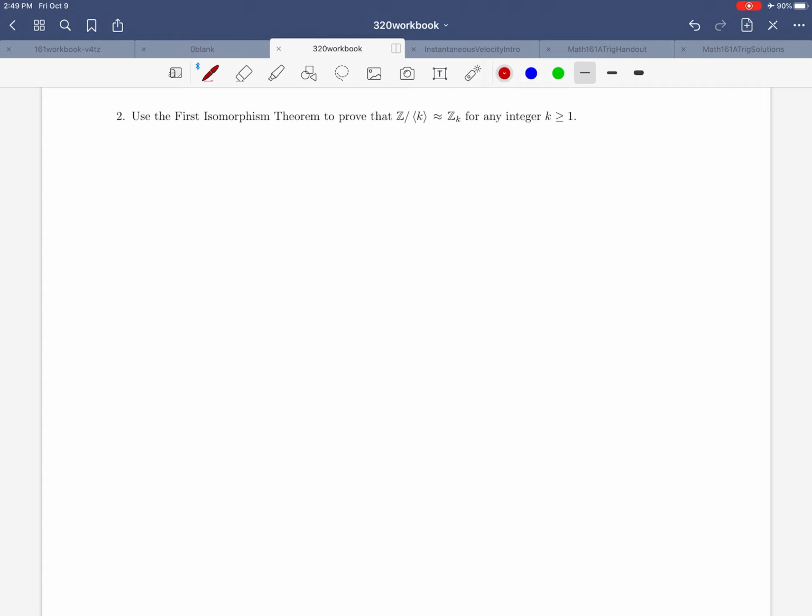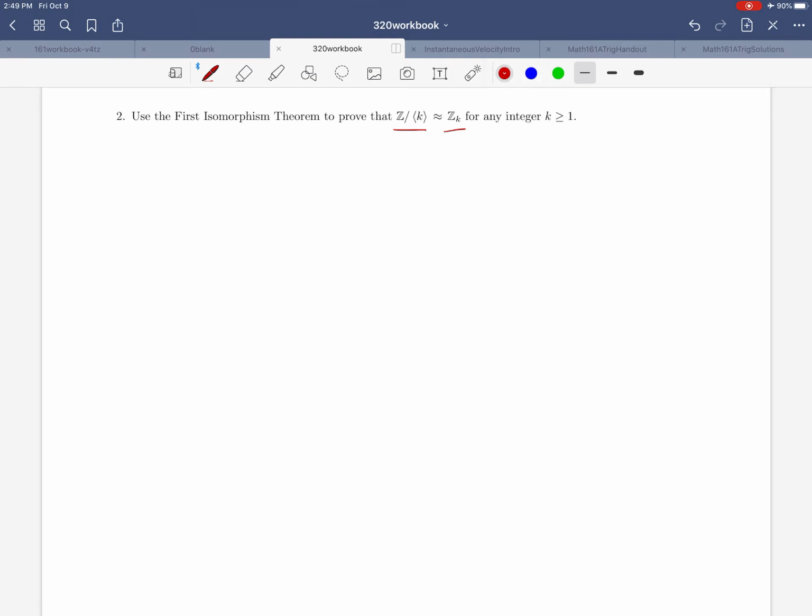In exercise 2 on page 83, we're going to use the first isomorphism theorem to prove that two groups we are interested in are isomorphic. So this is how this theorem is used. We have two groups here. We have Z mod the cyclic group generated by K, and we want to show that that group is isomorphic to Z_K for any integer K greater or equal to 1. So how do we use the first isomorphism theorem on this?